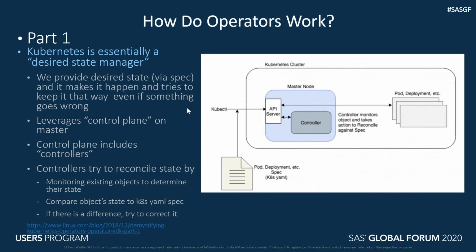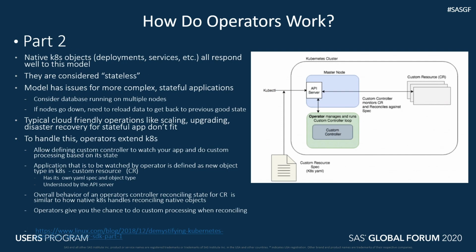In other words, we have things running, we have something go down, it doesn't match the spec anymore, the number of things we've declared we want. So Kubernetes tries to reconcile that by creating enough to make sure we have the number we want based on the spec. Native Kubernetes objects, deployment, service, etc., all respond well to this model because, again, they're considered stateless. This is the idea that they can be deleted, destroyed, and then recreated and automatically pick up where they left off. But the model has issues with more complex stateful applications, such as a database running on multiple nodes. If the nodes go down, we need to reload the data to get back to a previous good state.